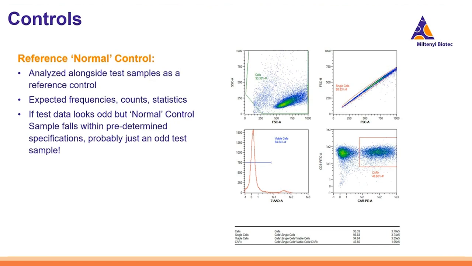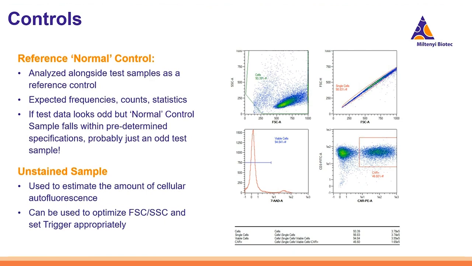However, if your test patient data looks weird, but your normal control does fall within those predefined specifications, then you know it probably just is a weird patient sample, because everything within your normal control does pass and fall within specification. Another sample you can look at is the unstained sample.